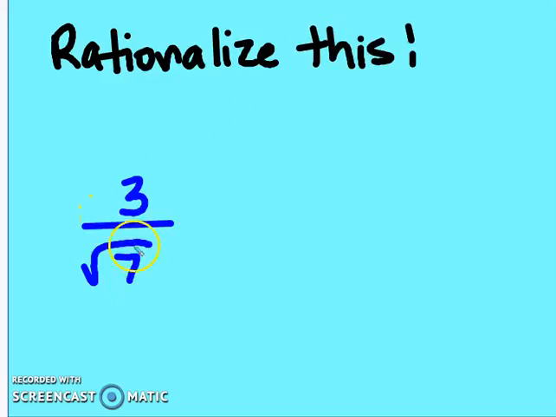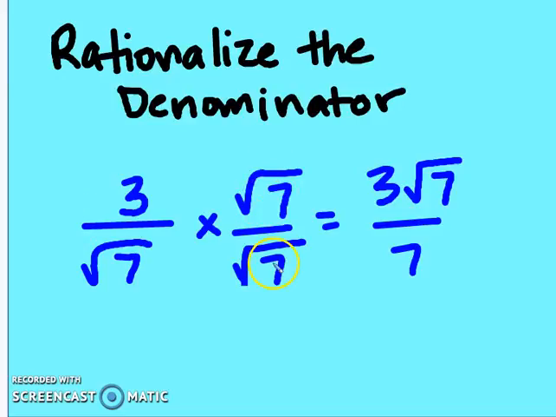So we're going to rationalize this. We have a radical in the denominator. We're going to multiply by root 7 over root 7, and I end up with 3 root 7 over 7. So no radical remaining in the denominator. I call this hairbrushing because we're just changing the way the fraction looks. We're not changing the value because we're multiplying 3 over root 7 by 1.